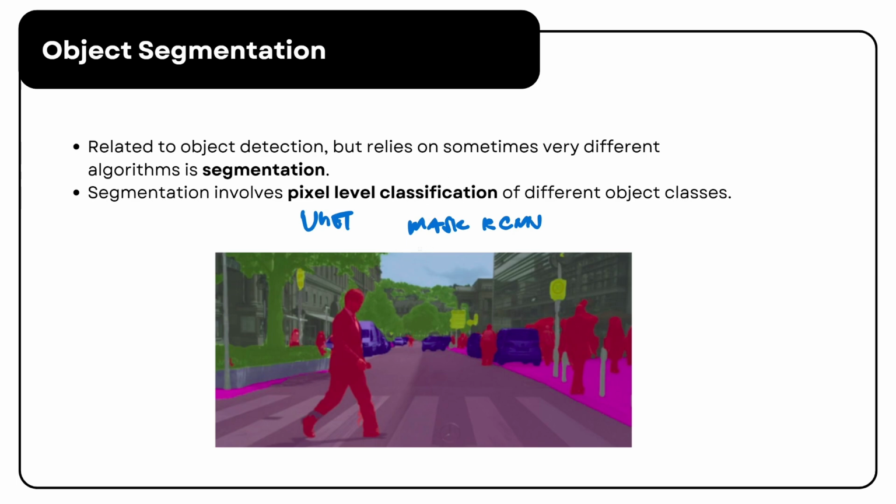So in short, if object detection tells us what and where, segmentation tells us that. In object segmentation, it tells us what and where also, but it will tell us the exact shape and extent of that object.